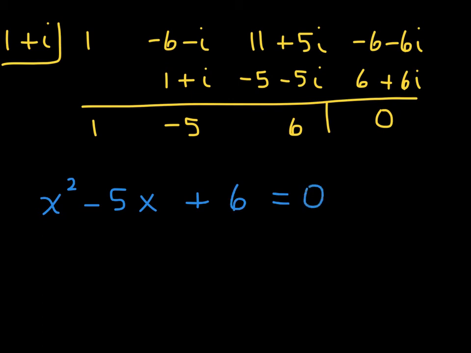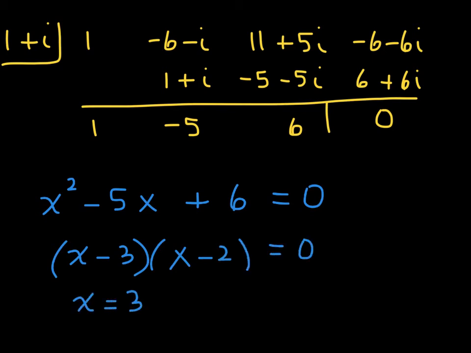Now, if I solve this quadratic equation, I could use the quadratic formula, I can complete the square, or I can just factor this. I always prefer to factor if I can. And then just use the zero product principle, or rule. I find that the remaining two zeros are actually real numbers. They are 3 and 2.